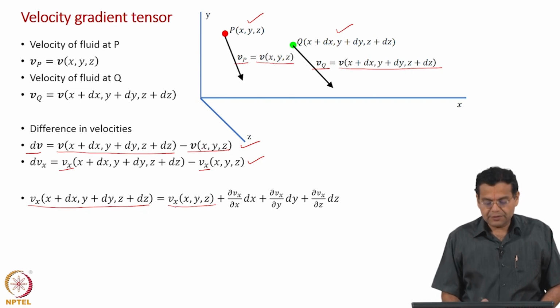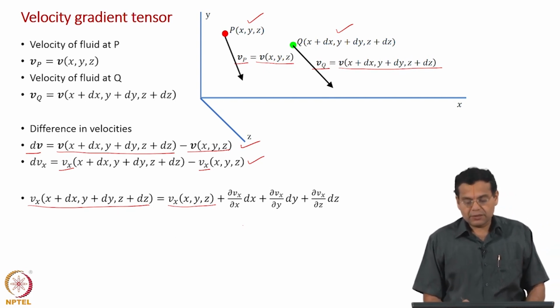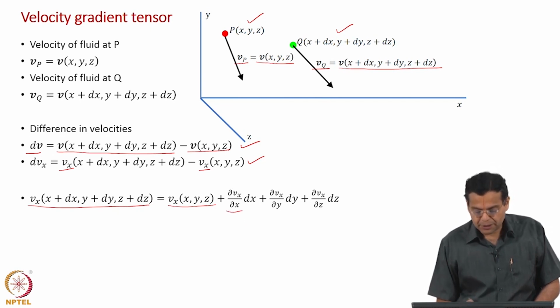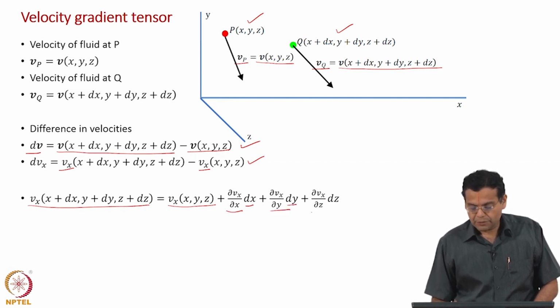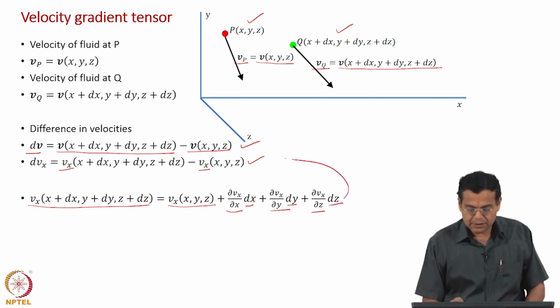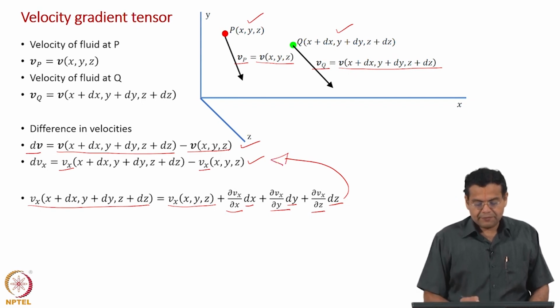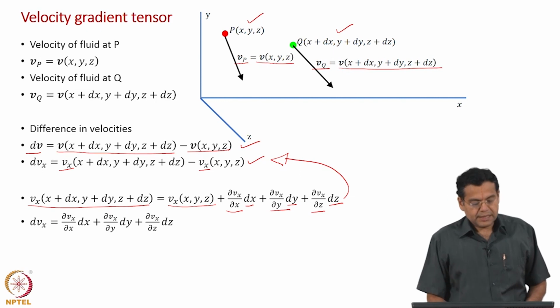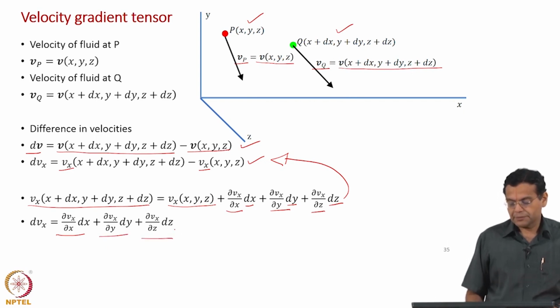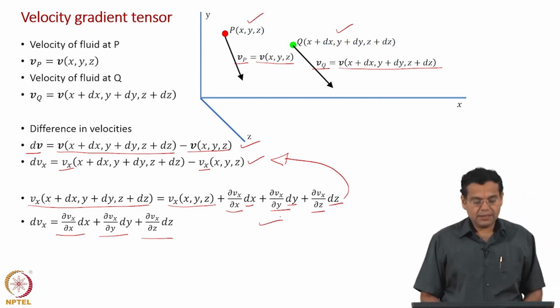So, the first term is Vx at x comma y comma z, and then we have all the first order derivatives. Because it is a multivariable Taylor series, we have partial derivatives. So, dou Vx by dou x dx, dou Vx by dou y dy, and dou Vx by dou z dz. Okay. So, if you substitute this Taylor series expansion here, Vx cancels out, and so dVx is equal to dou Vx by dou x dx plus dou Vx by dou y dy plus dou Vx by dou z dz. So, only these three terms remain.